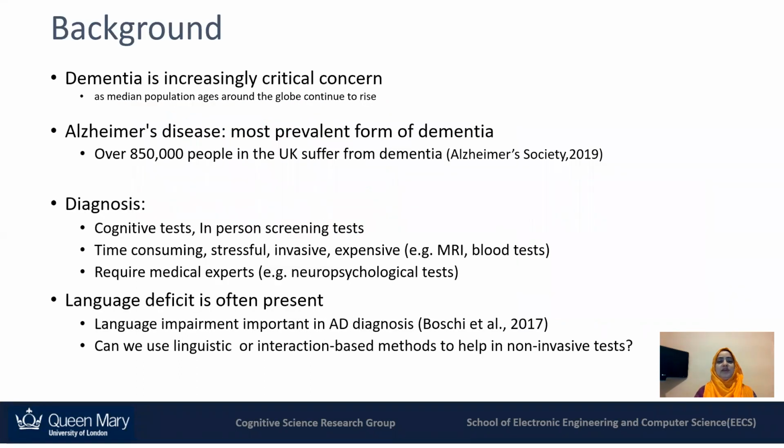Alzheimer's is the most prevalent form of dementia, and over 850,000 people in the UK suffer from dementia. Normally the tests used are neuropsychological tests and in-person screening tests. They are time consuming, stressful and expensive, and require medical experts to interpret the results.